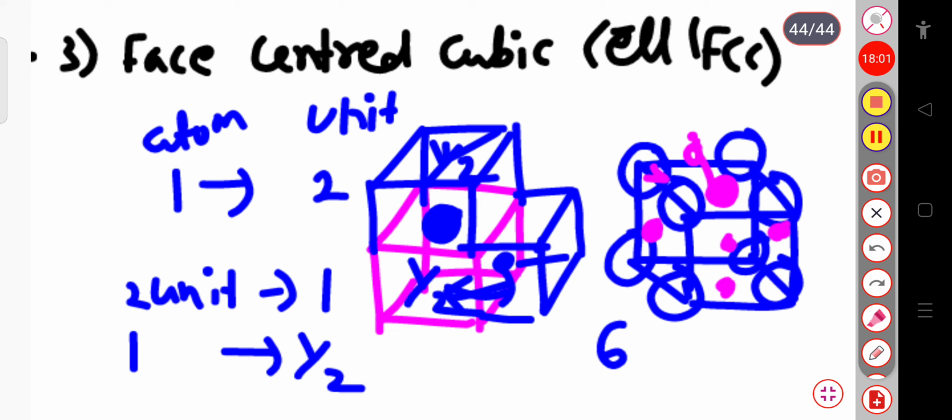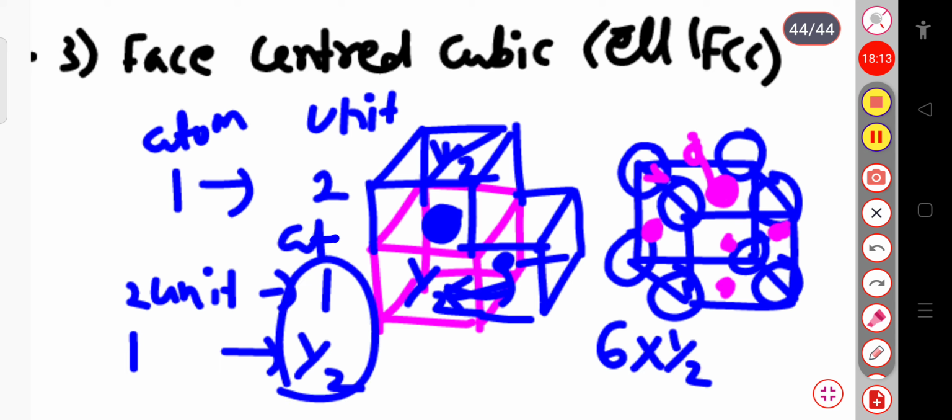Okay. So since there are 6 faces in a cube, I can say 6 into 1 by 2, these are the atoms. 6 into 1 by 2 will be 3 atoms present in this complete 1 unit cell.